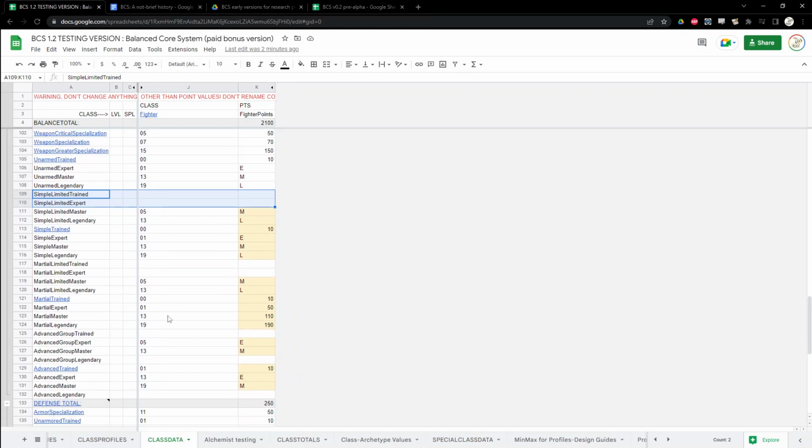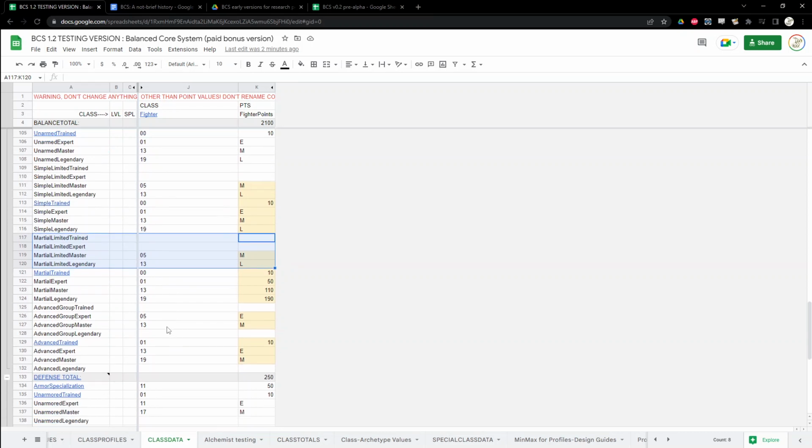So that's just to note that I believe the rogue gets all simple training, but then it only gets a few martial weapons. The rogue then gets martial limited, where it still pays full price as though it had all martial weapon training, but it just doesn't have access to all martial weapons.